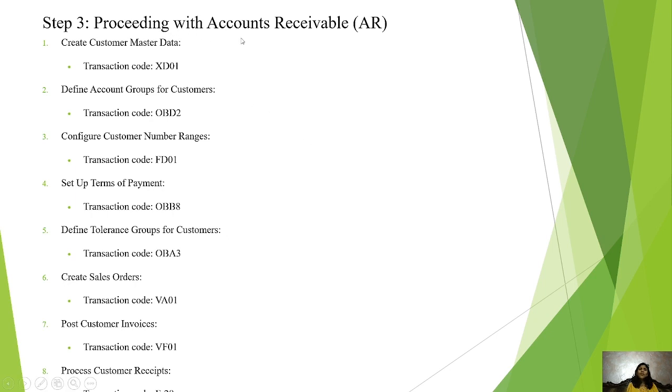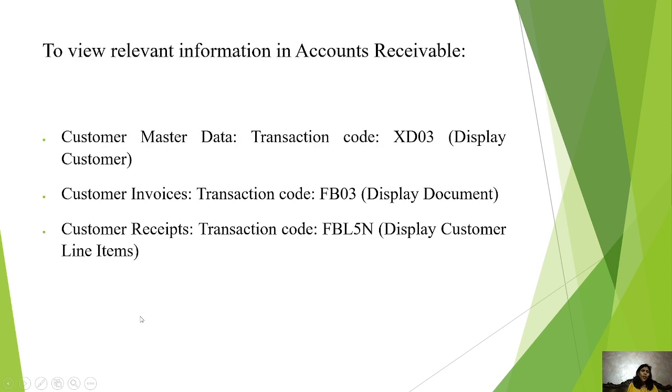Step 3, proceeding with accounts receivable, AR. Again, we have a transaction code. This is the receivable group for the customer. What is the number range? 1000 to 2000, but it will be unique. Then you have terms of payment. Then you have to create the group of customers, sales order, invoice. Then again, this is the relevant information.